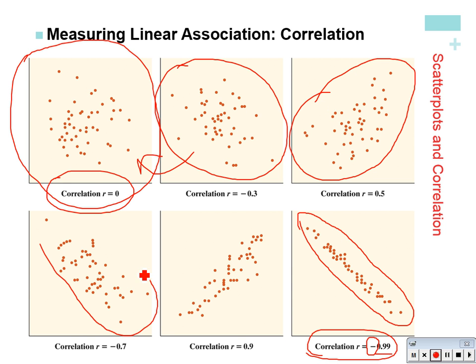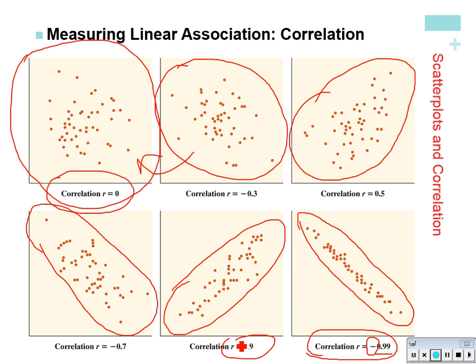Same kind of thing here. Here's a correlation of -0.7. So you can see the points are moving in a downwards direction from left to right, becoming more linear than the previous graph. And here's a graph that has a correlation of 0.9. And you can see here the points are moving in an upwards direction as you read them from left to right, and that's what makes this R value a positive number.